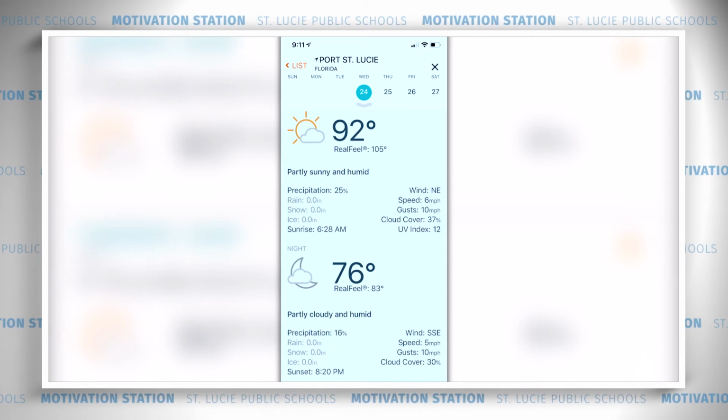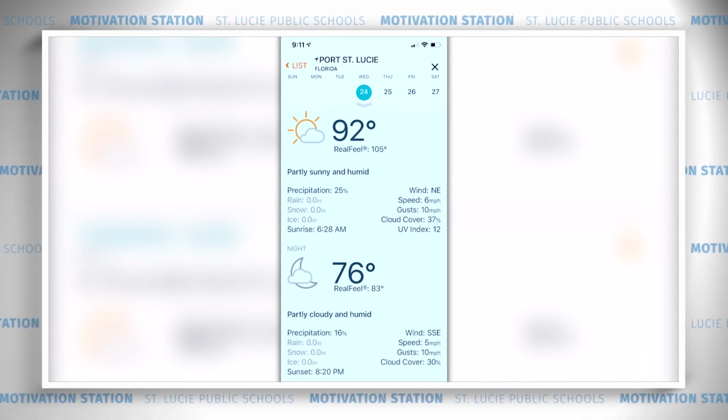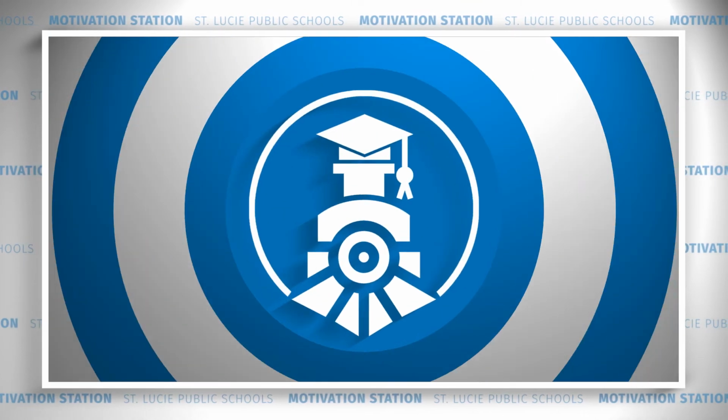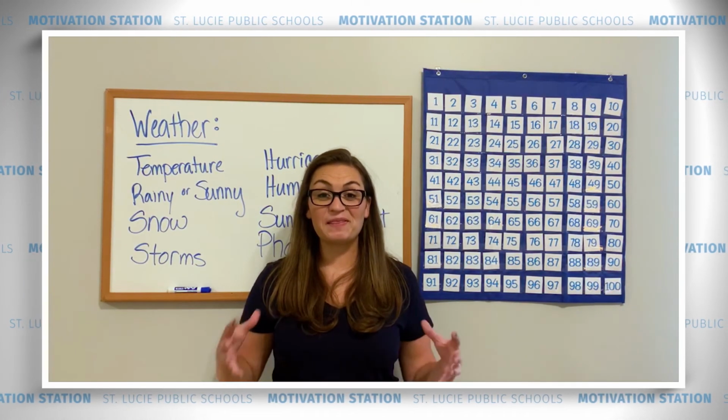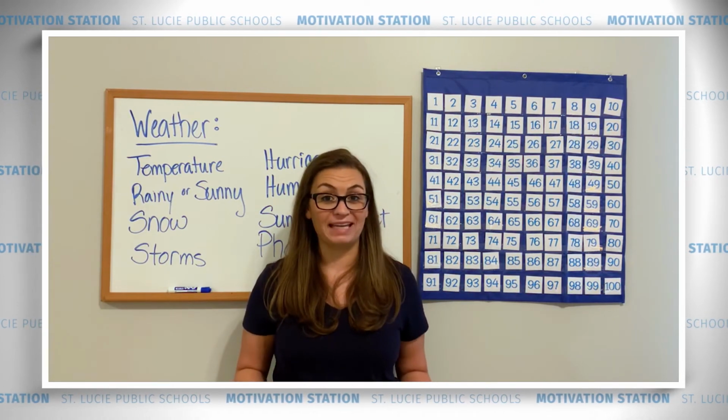And then, oh, here's a detailed view for today, which, oh goodness, the high today is 92. It's going to feel like 100. Wow, that was a lot of information that you could find on your phone about weather all over the place.